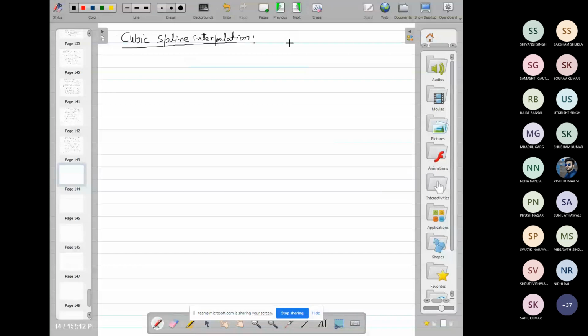Suppose we have only one polynomial and data are given for only one polynomial, then in this case we use spline interpolation formula. And for the whole entire data, if there is only one polynomial, then we use the formula known as cubic spline interpolation formula.